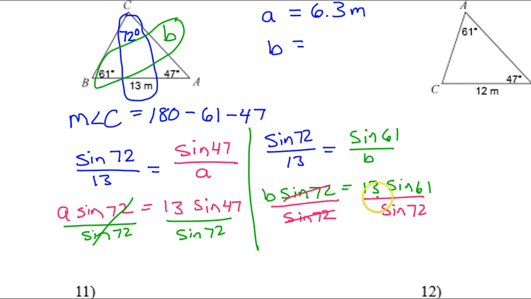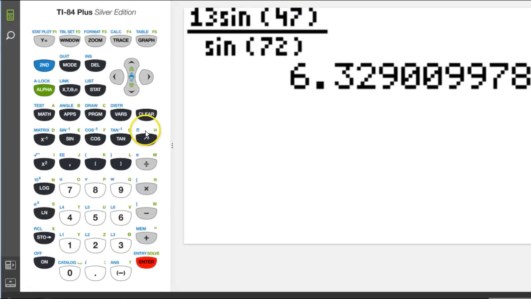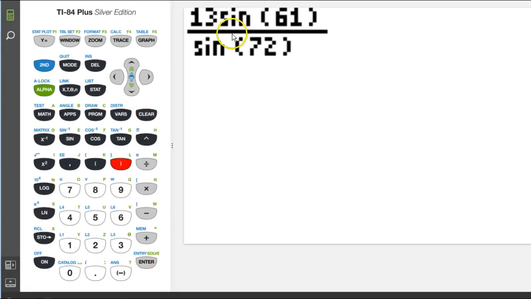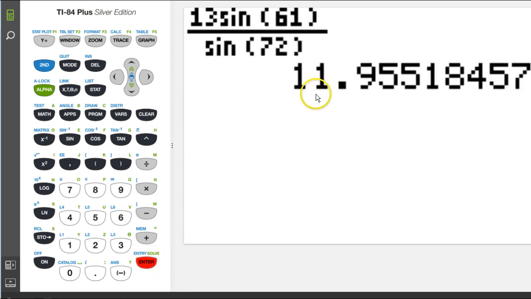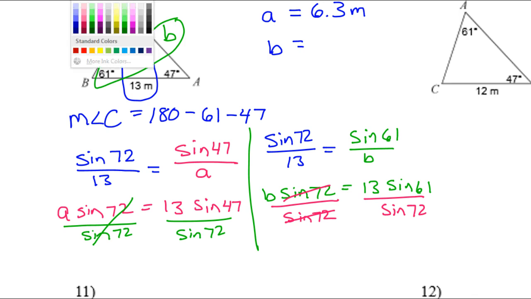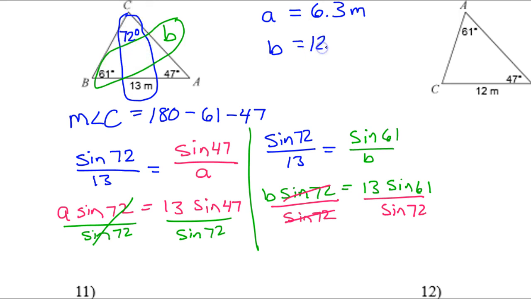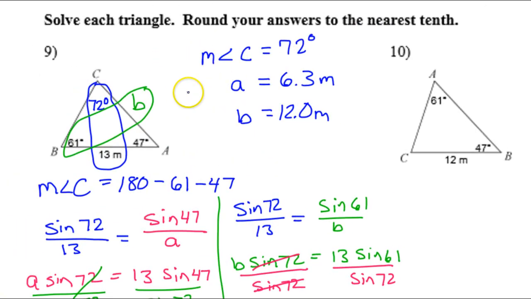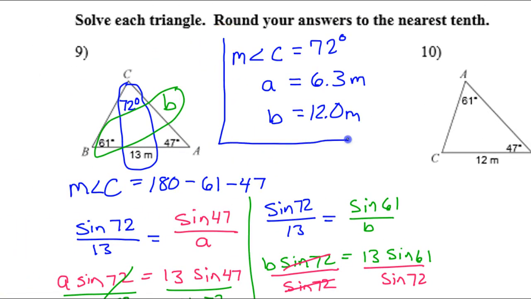So I'm just going to put this in my calculator. So this is how it would look in the calculator. I hit enter, and I find out that the side is 11.955. Alright, this would actually round up to 12.0 if I'm going to round to the nearest tenth. Okay, so for b, I'm going to go ahead and put 12.0 meters. And that's it. I found the three things that I was missing, mostly using the law of sines.